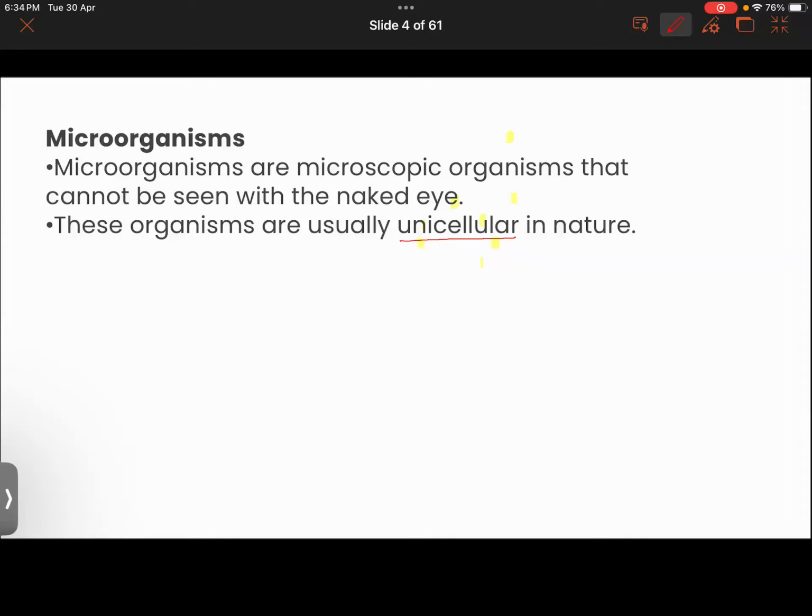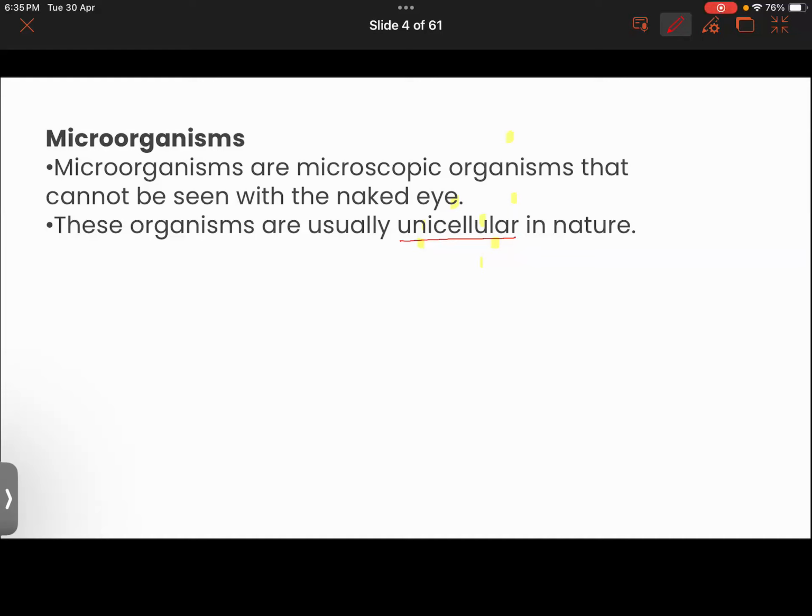Now, microorganisms, if you were to look at them, can only be seen with the help of a microscope. Some of the microorganisms are harmful to us. Certain kinds of bacteria and fungus can make our food go bad. It leads to food poisoning. Some microorganisms can cause diseases in humans, and not just in humans, but also in plants and other animals as well.